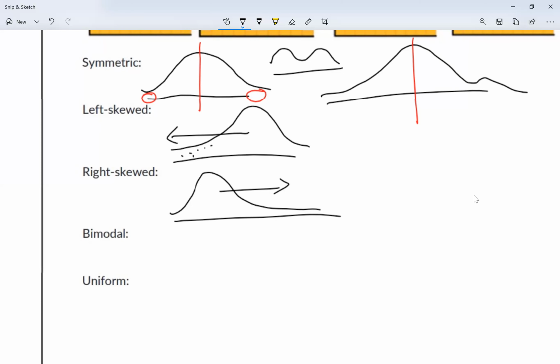Now, my right skew graph has the peak on the left, but there's a lot of little values that are trying to pull the peak to the right side. So that's what I call right skew.